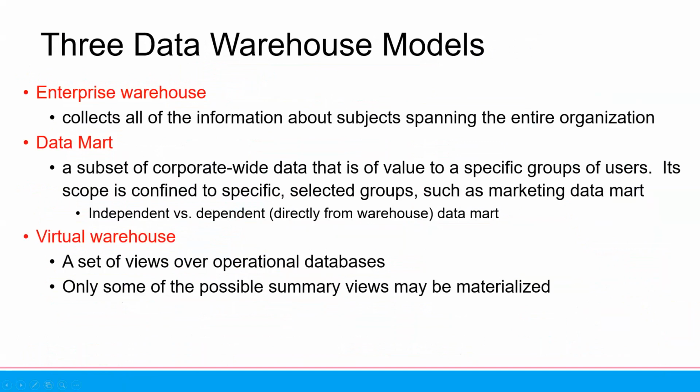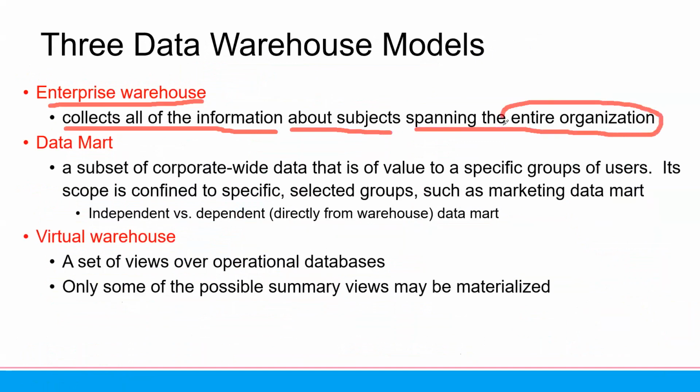There are 3 data warehouse models. The first is the enterprise warehouse. It collects all the information about subjects spanning the entire organization. It means the whole organization should be in one big enterprise warehouse. Data mart. It is a subset of corporate-wide data that is of value to a specific group of users.